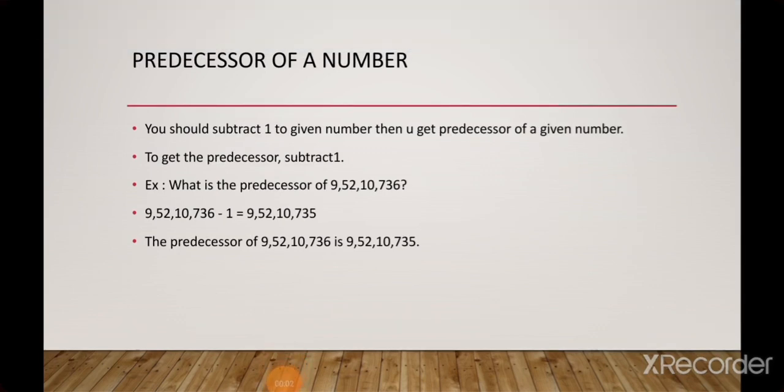Predecessor of a number. If you want the predecessor of a given number, you should subtract 1 from the given number. Then you get the predecessor of the given number. You can see here an example: what is the predecessor of 9 crore 52 lakh 10,736? If we want the predecessor of this number, we have to minus 1 from the given number. So 9 crore 52 lakh 10,736 minus 1 is equal to 9 crore 52 lakh 10,735. So this is the predecessor of the given number.